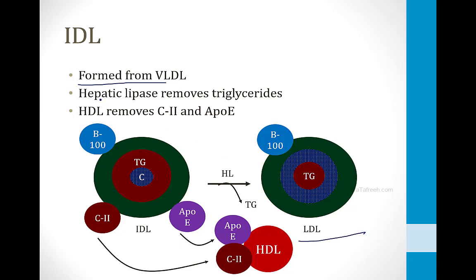The first is that IDLs encounter hepatic lipase, which removes triglycerides. In addition, HDL takes back C2 and ApoE from IDL. This leaves an LDL particle which has only one apolipoprotein, that's B100. In addition, it has much less triglyceride content compared to IDLs and a far greater cholesterol content compared to IDLs.